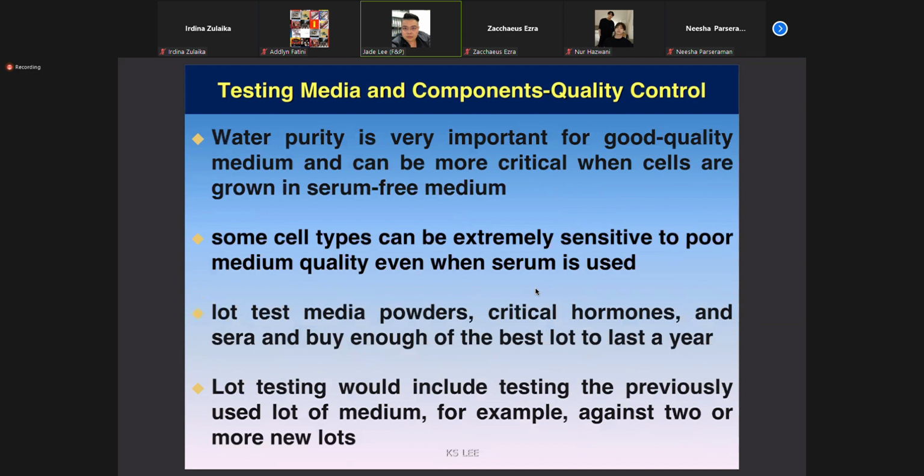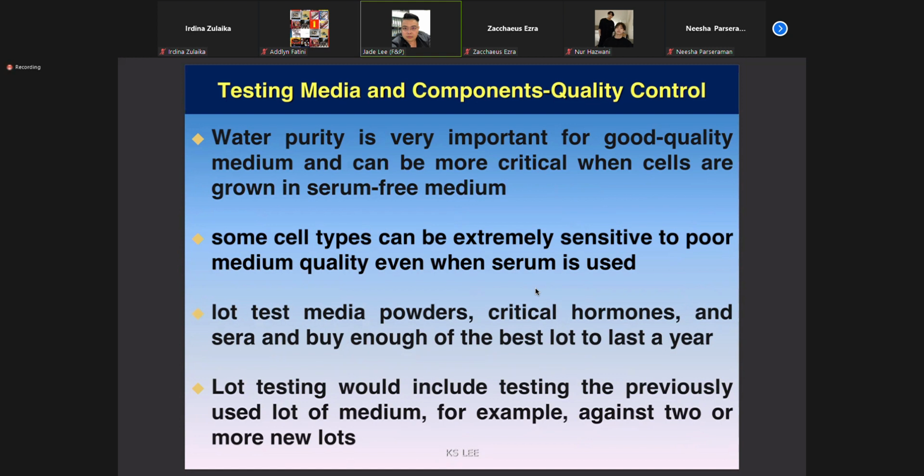Okay, and water purity is also very important for good quality media. So you don't simply use tap water to mix your media. Some cell types can be extremely sensitive to poor media quality even when serum is used. So lot test the media powder, the critical hormones, and also the serum, and buy enough of the best lots to last for a year.